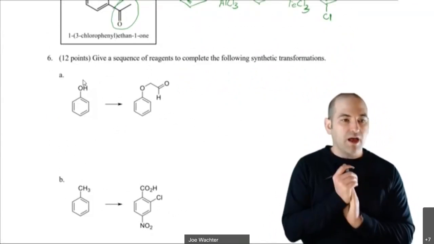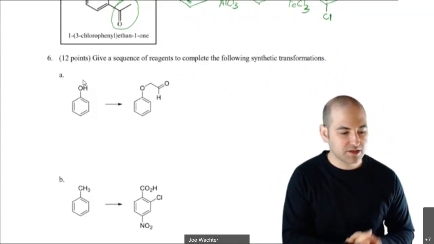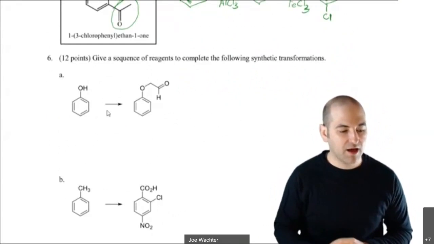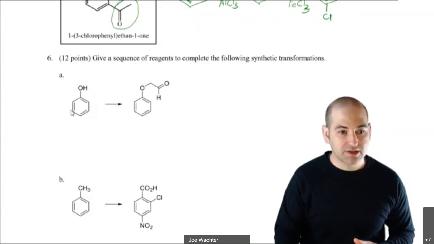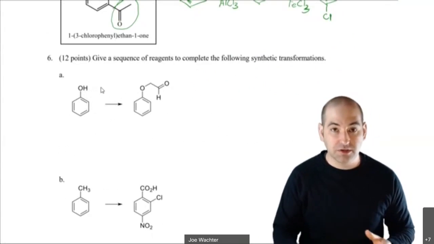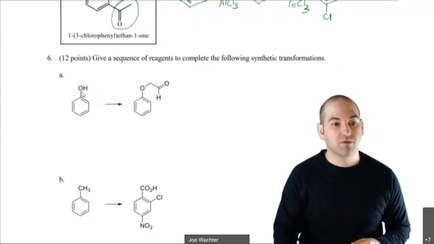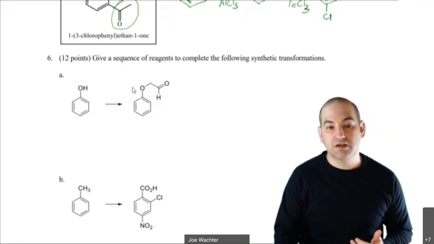So I know 6A gave everybody a lot of trouble. We talked about it in these sessions and in office hours and all that. One thing that I think threw people off at first is this has a benzene ring in it, but there's no reactions on the benzene. So we don't need to use any of the benzene reactions here. We're just using phenol, and we're actually taking advantage of the acidity of phenol, the fact that it can be deprotonated, to then substitute it.